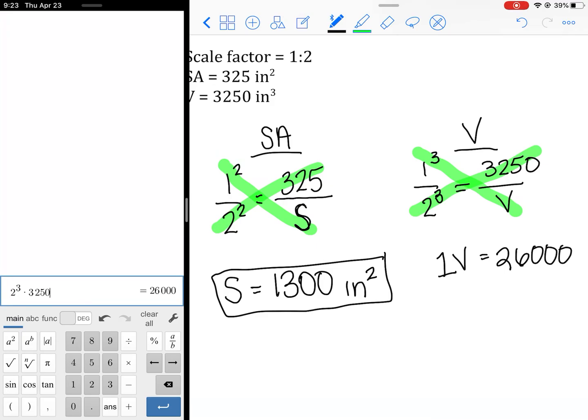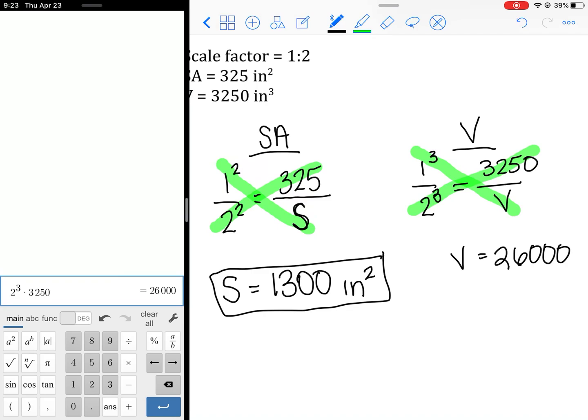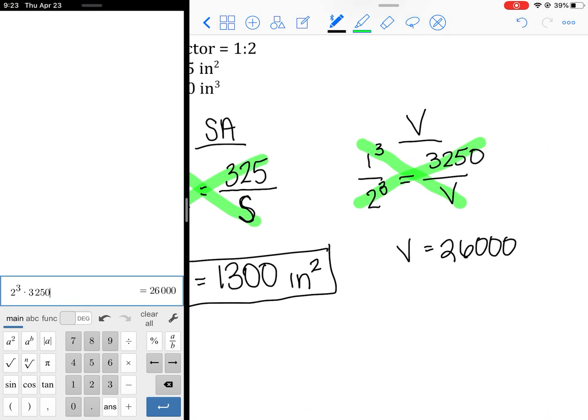That gives me 26,000. Again, I have a coefficient of 1. If I divide by 1, it's going to stay the same. So I have that volume equals 26,000. I'm going to take the units from the original, which was cubic inches, and now I have the volume of the larger figure.